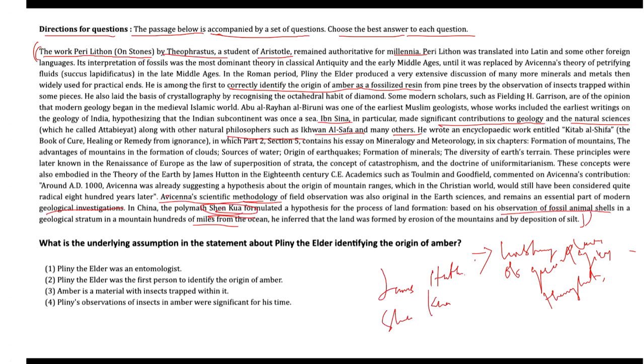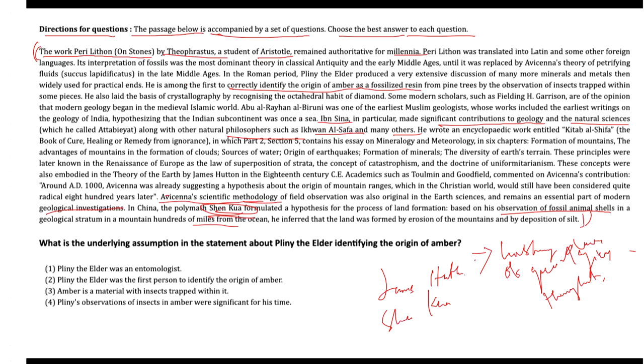So, what is the main idea of this text? The text's main idea is that Theophrastus' Peri Lithon remained authoritative for centuries, shaping classical antiquity and the early Middle Ages. Pliny the Elder's extensive discussion in the Roman period contributed to mineralogy and crystallography, including the identification of amber's origin. The transition to the medieval Islamic world saw contributions from figures like Al-Biruni and Ibn Sina, who wrote on the geology of India and made significant contributions to mineralogy.